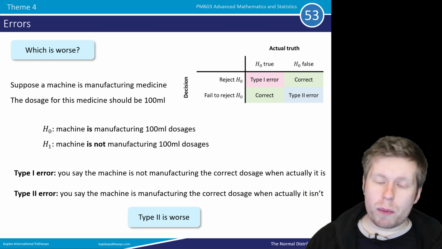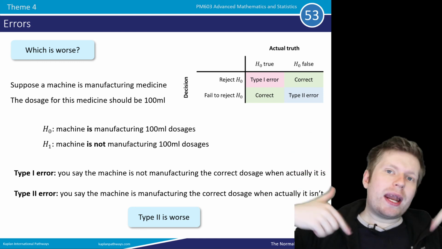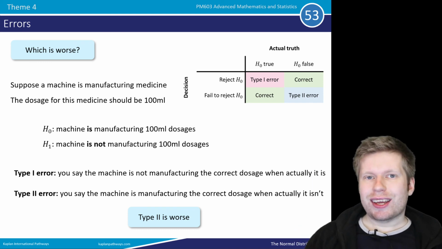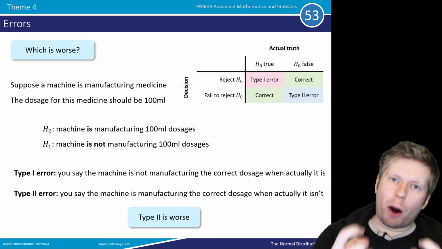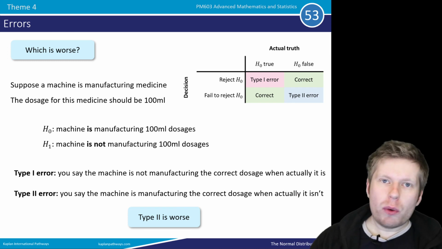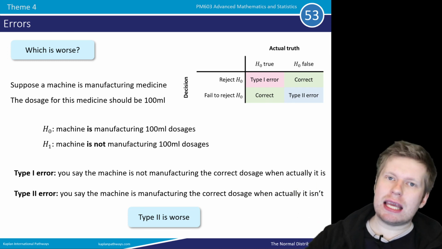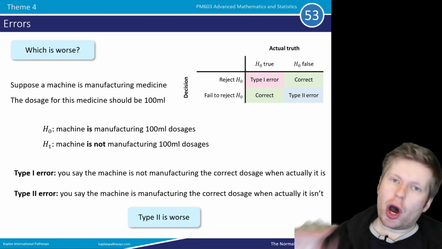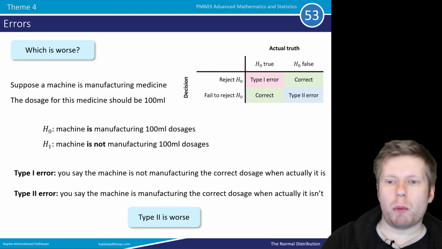Whereas a type 2 error would be saying, yeah, the machine is all good, when actually it's manufacturing the incorrect dosage. Okay, because that means that you're not picking up that the machine is doing something wrong, which means that potentially patients could receive the incorrect dosage because you didn't pick up on it. Okay, so actually a type 2 error is always worse than a type 1 error.